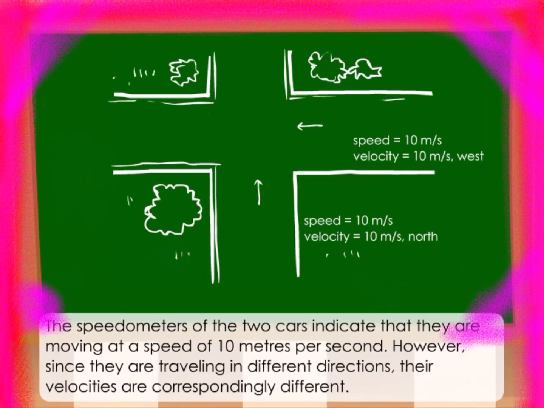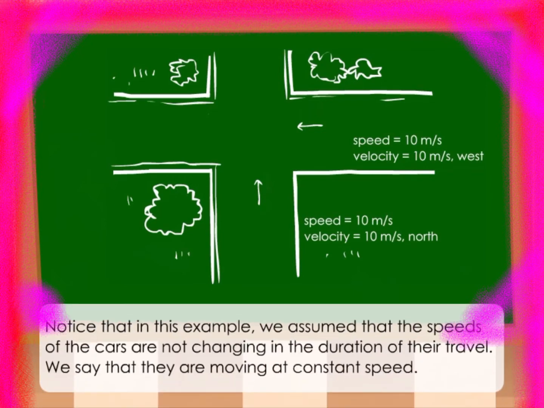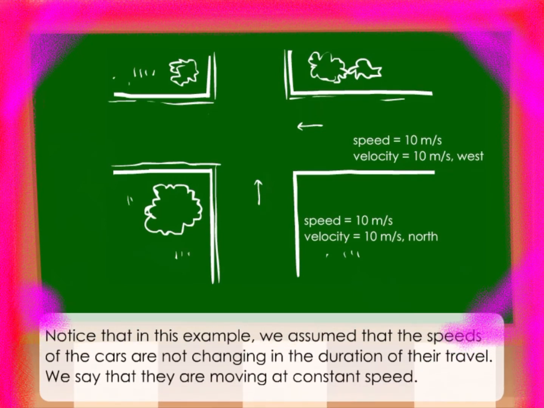The speedometers of the two cars indicate that they are moving at a speed of 10 meters per second. However, since they are traveling in different directions, their velocities are correspondingly different. Notice that in this example, we assume that the speeds of the cars are not changing in the duration of their travel. We say that they are moving at constant speed.